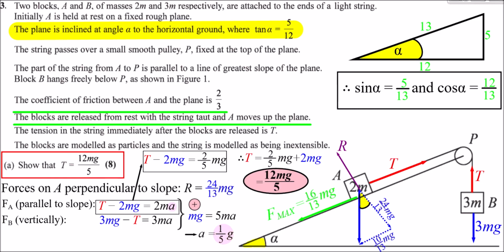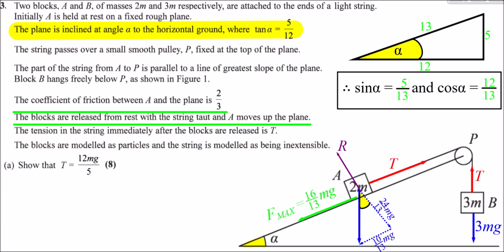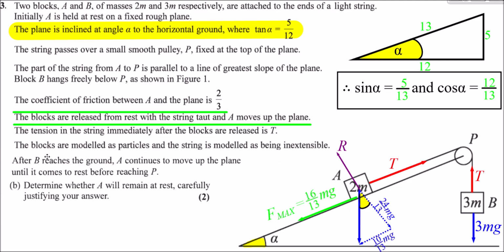Now let's think about question B, or part B. So if we just take A away for a second and introduce part B, it says that after B reaches the ground, A continues to move up the plane until it comes to rest before reaching P. To determine whether A will remain at rest, carefully justifying your answer. So what will happen here, if B hits the ground, there'll be no tension supporting it. B will be supported entirely by the normal reaction from the ground, and then this bit of string will become slack.